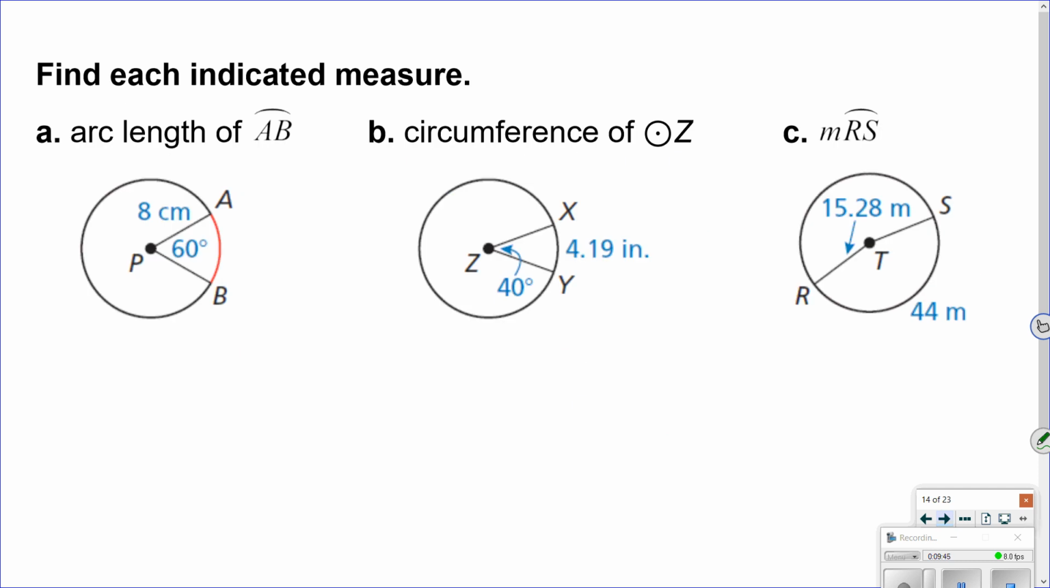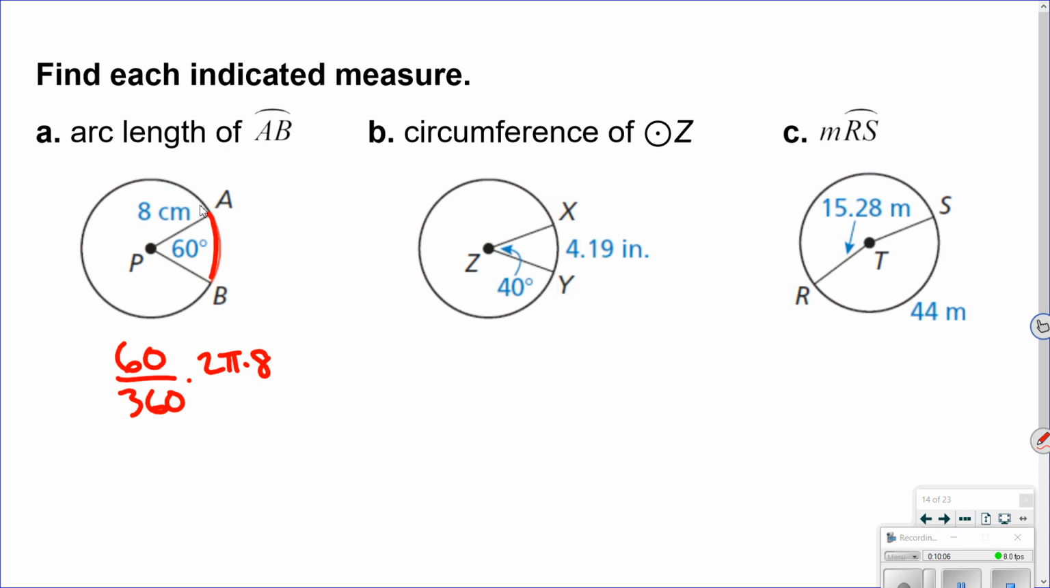Okay, let's run through these 3 problems right here. This one says find the arc length of AB. So we're trying to find this arc length right here. Let's use our formula. I know I'm finding 60 360ths of the whole circle, and we're going to times that by the circumference. The circumference is 2 pi times the radius.